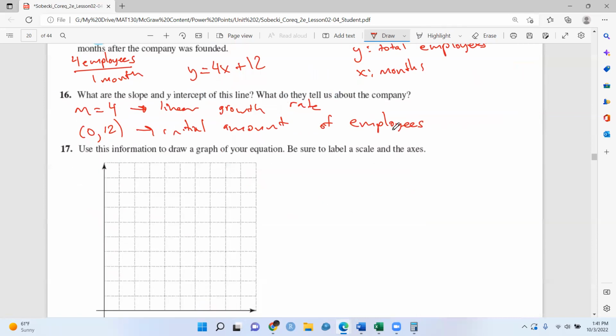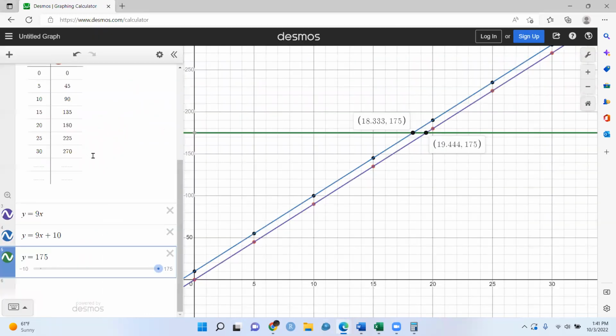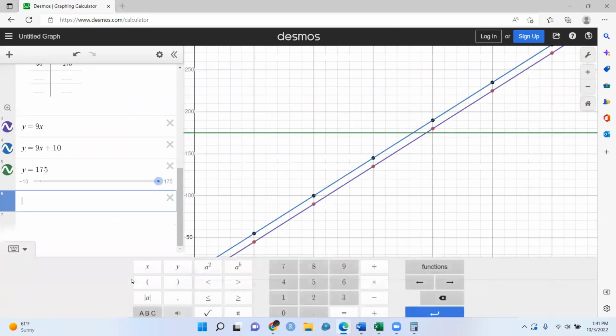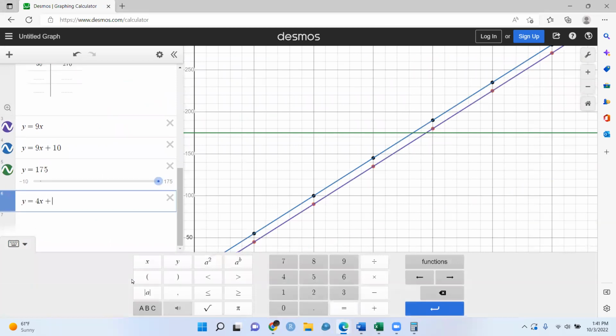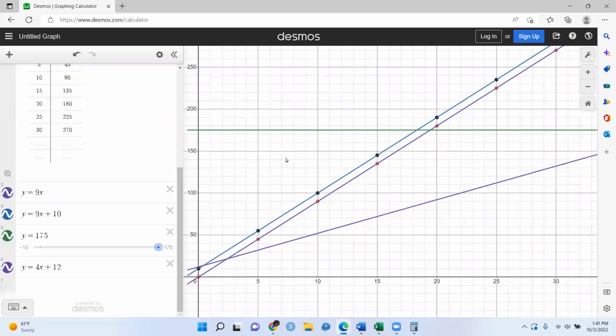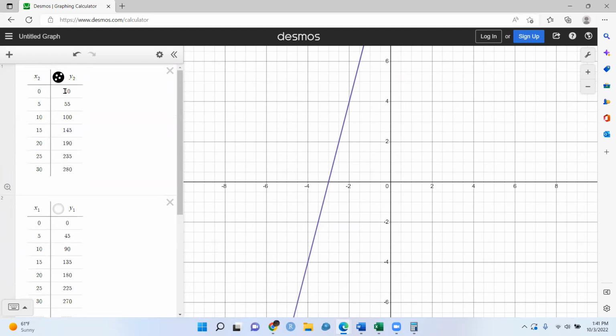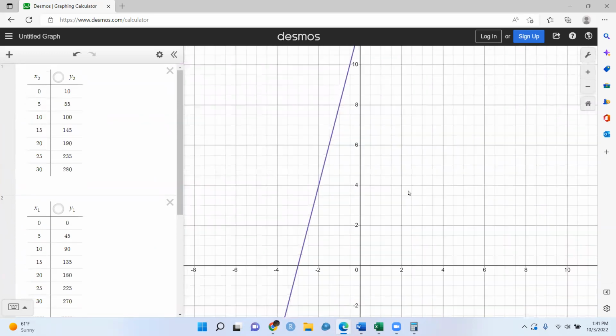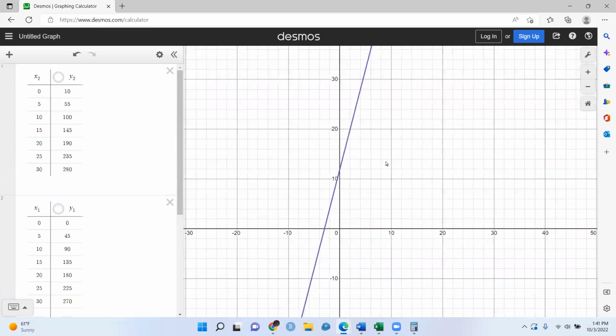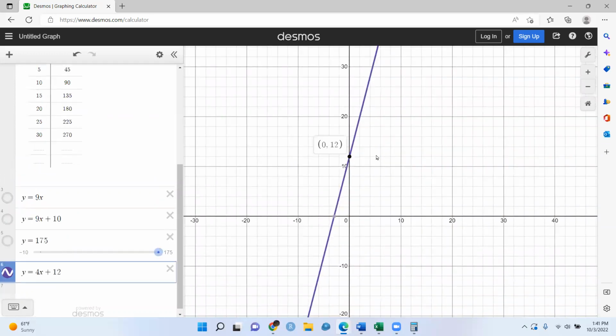So let's draw our graph. Again, don't ever do anything by hand if you can help it. That was y equals 4x plus 12. Now, the view screen I have is probably not the best. If I click the home button, it gets us back here. Again, maybe not the greatest. So I'm going to hide all this other stuff that I have. And there's our graph with our y-intercept of 0, 12 and our growth rate of 4 employees per 1 month.